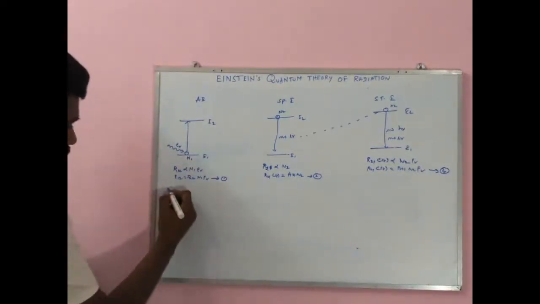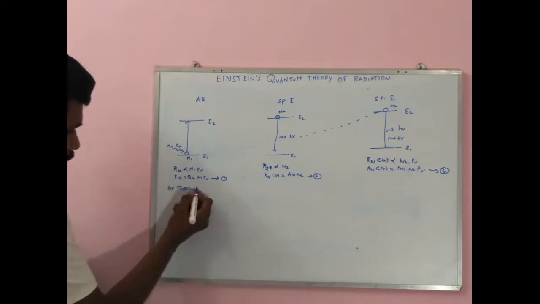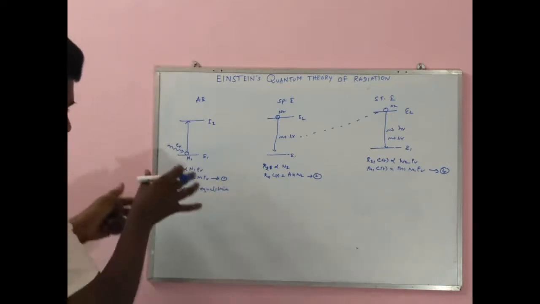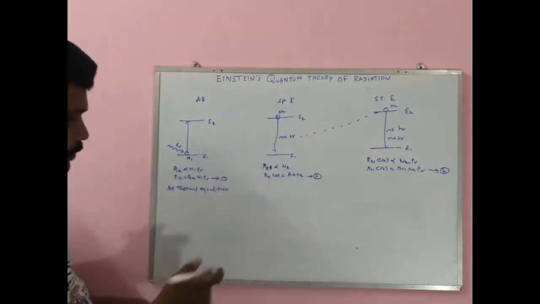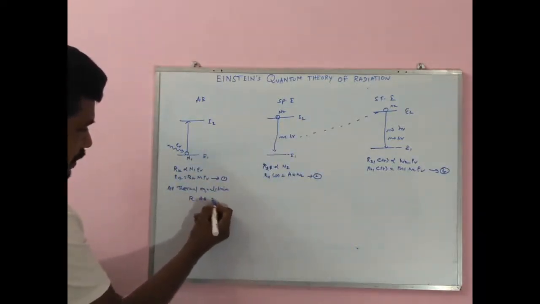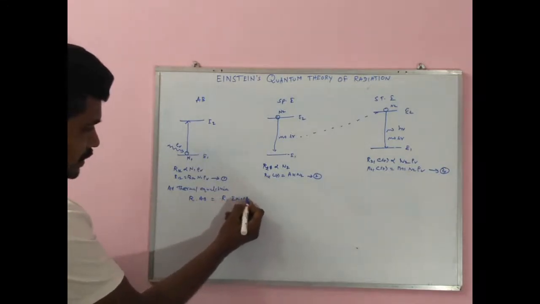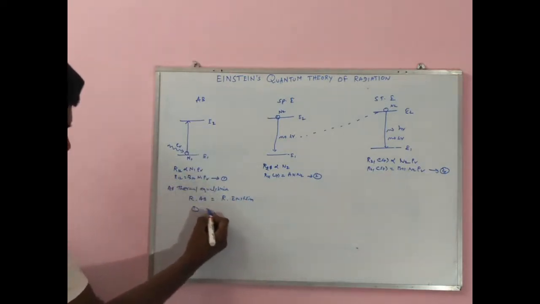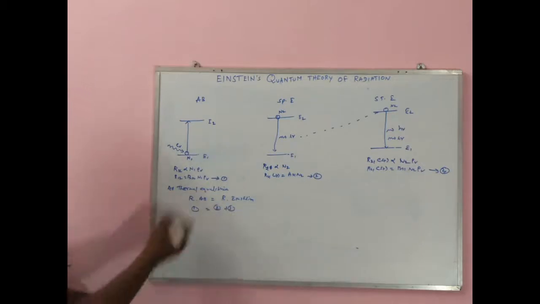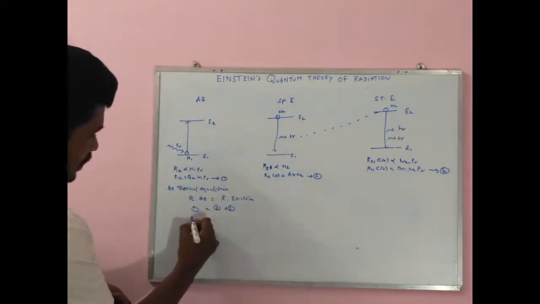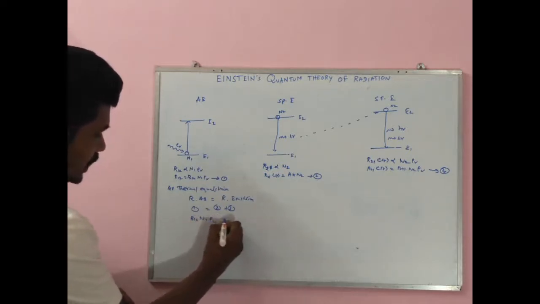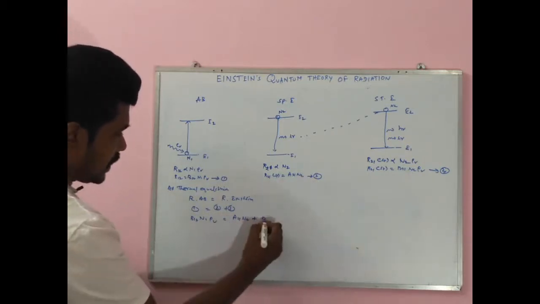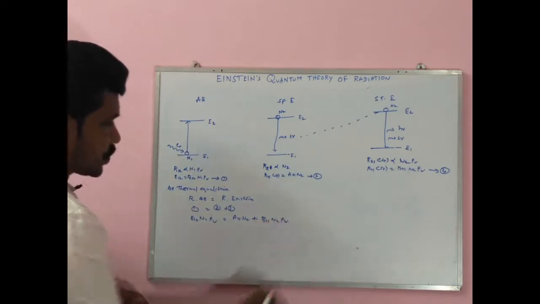Now at thermal equilibrium, the rate of absorption is equal to the rate of emission. So the rate of absorption, equation 1, is equal to equation 2 plus equation 3. Then B12 N1 rho v is equal to A21 N2 plus B21 N2 rho v.